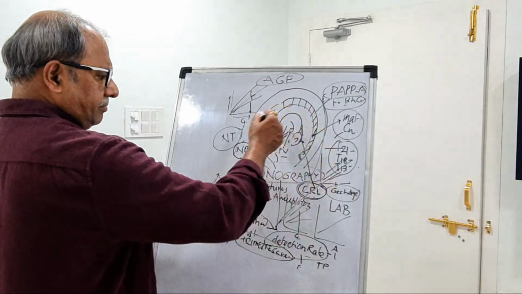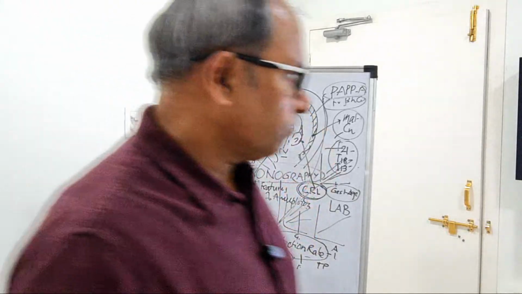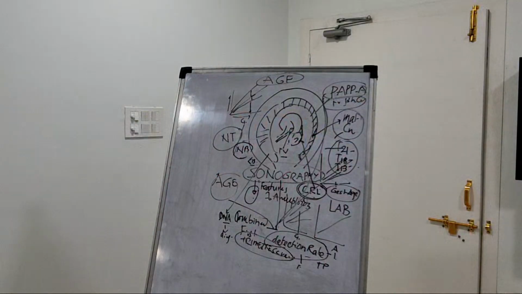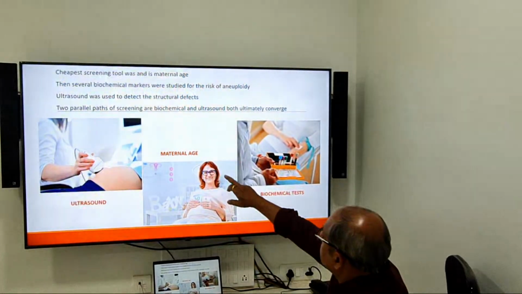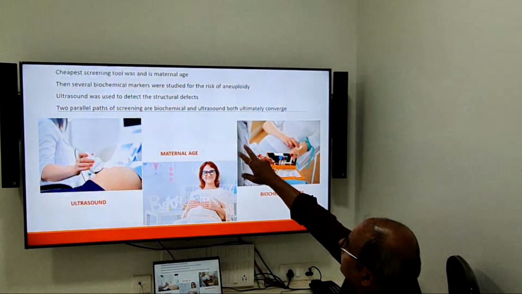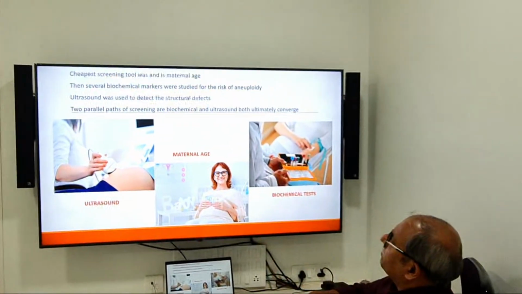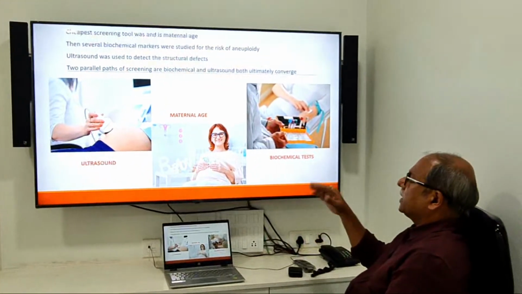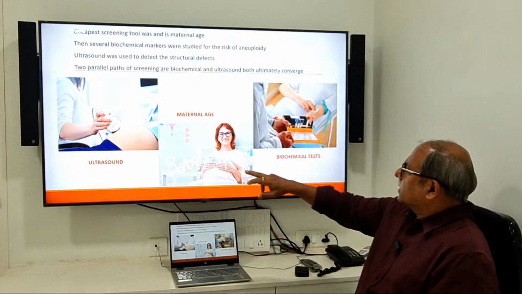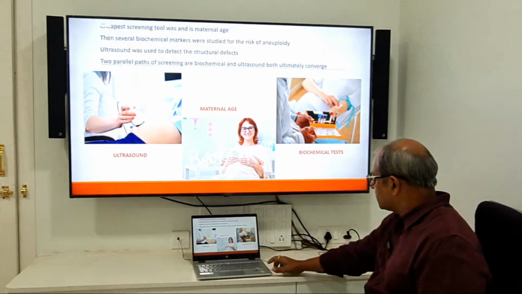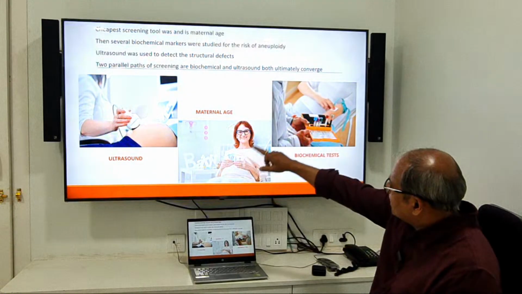So this is the first trimester screening. Now I'm going again into this slide. So this is maternal age, and two parallel paths of screening, biochemical and ultrasound, both ultimately converge. What I have told you, that is ultrasound, maternal age and biochemical test. So this is a combination of tests in the first trimester.